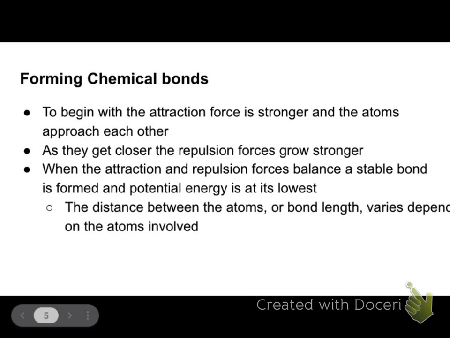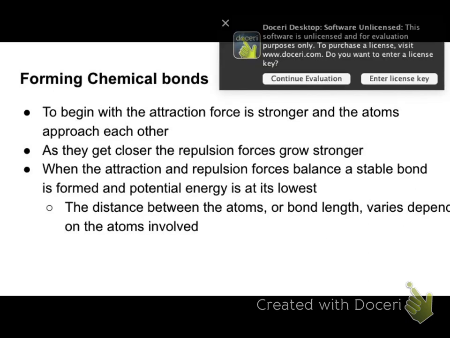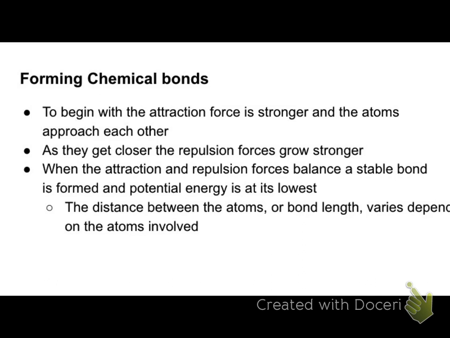The distance between the atoms at that point where that stable bond is formed, we call the bond length. And what that distance is going to be is different depending on what atoms are involved. Because the strength of the attraction forces is different depending on what atoms are involved. You're going to have some atoms that are more electronegative than others, and so they may pull on those electrons more strongly. Some atoms have a larger positive force in their nucleus than others. So overall, you're going to see lots of differences in bond lengths.